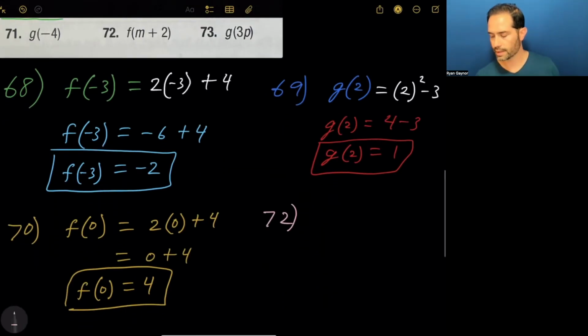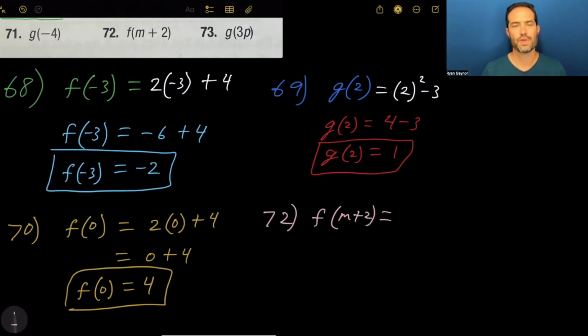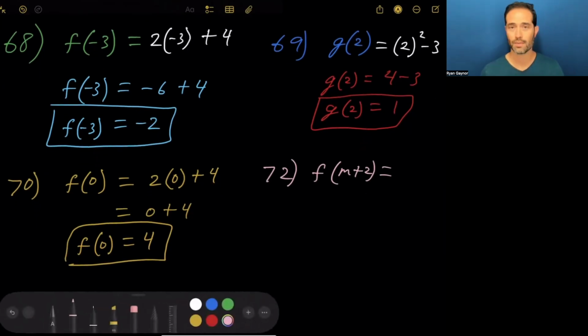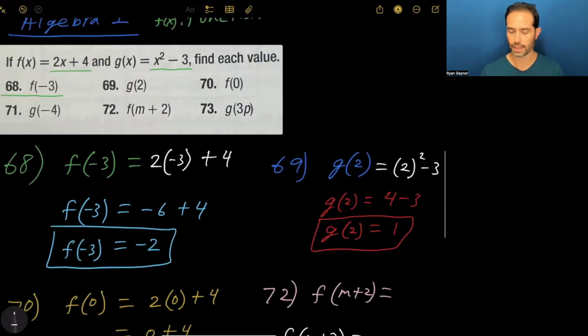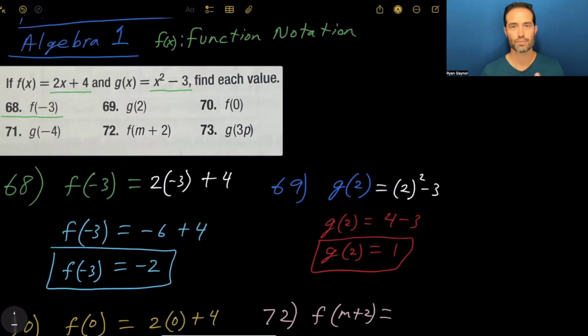72, a bit different. It says f of m plus 2. Okay, so this time, instead of plugging in a number, they want you to plug in an expression with a variable. So m plus 2. So here's how we do that. Again, same thing. We're going to use parentheses and everything. So we have the f of m plus 2, that's your label, is equal to, we go back, we look at the f of x. Remember, it's 2x plus 4.